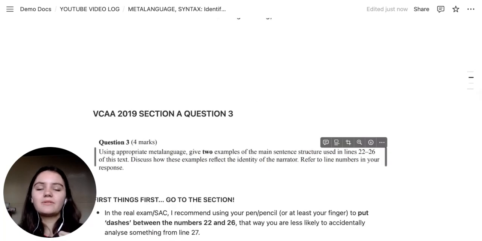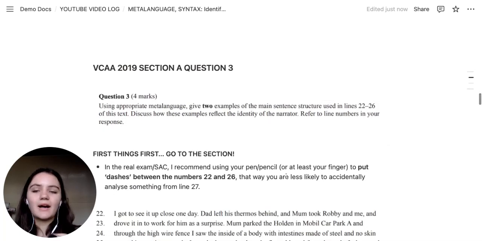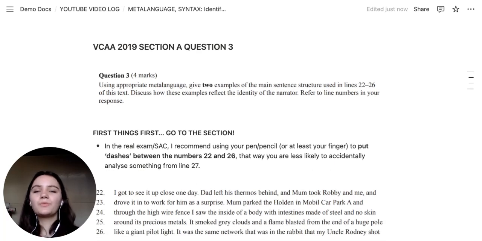Alrighty, now we're going to jump into a little bit of a harder question to break it down further and make sure we're all on top of identifying our sentence structures and being able to do it quickly. This is from the exact same text. It's just going to be a section that is further down. So VCAA 2019 section A. So this is where we have our SAQs.